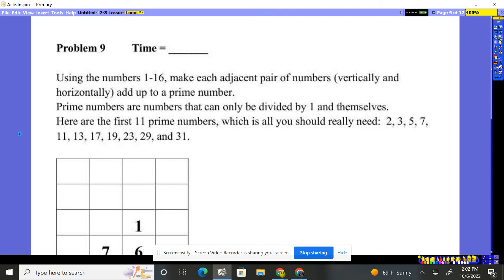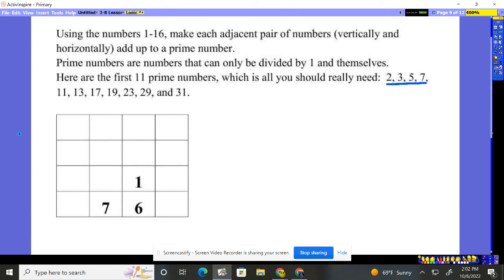Use the numbers 1 through 16, making each adjacent pair vertically or horizontally add up to a prime number. Here are your primes you'll be using: 2, 3, 5, 7. So when I look at this, you'll notice 1 plus 6 is 7, which is prime. 7 plus 6 is 13, which is prime. So if this is a 1, I cannot put a 5 here, because then 1 and 5 make the number 6 when they add together, and that's not prime. So you've got to make sure that if 1 is here, there adds to prime, there adds to prime, and there adds to prime. Now, it just says vertically and horizontally. You don't have to worry about diagonals.